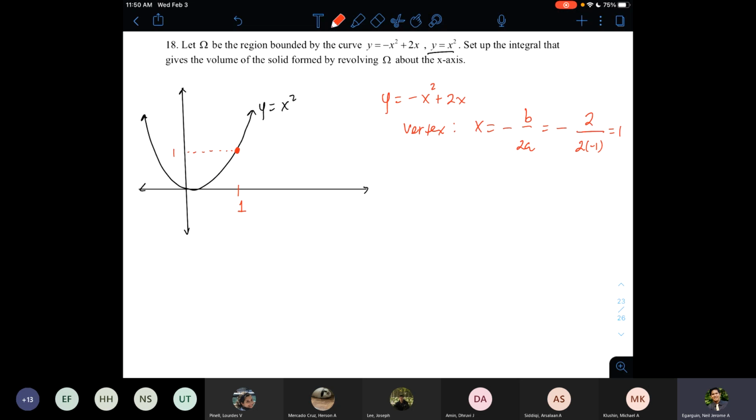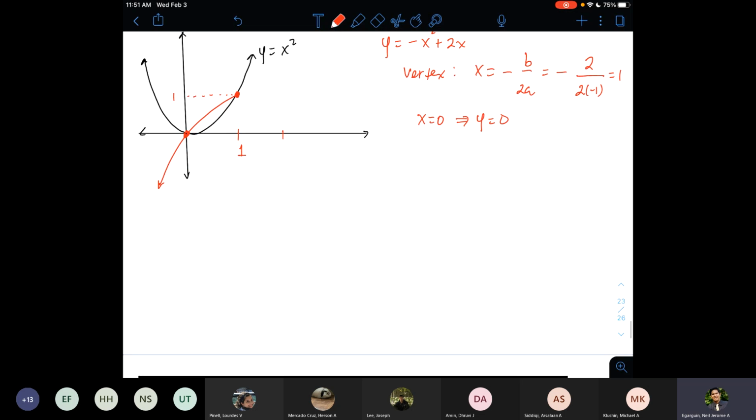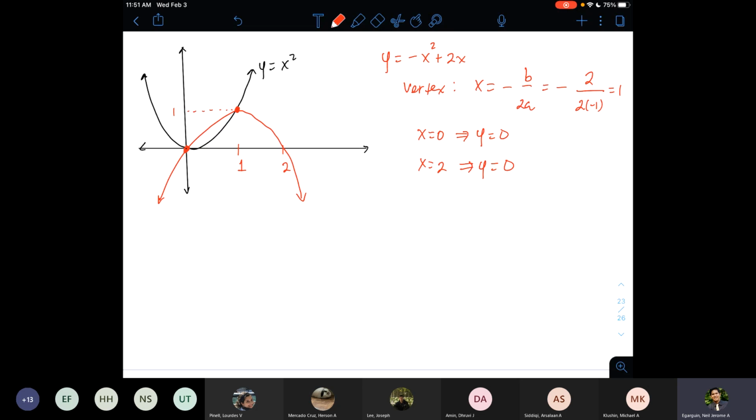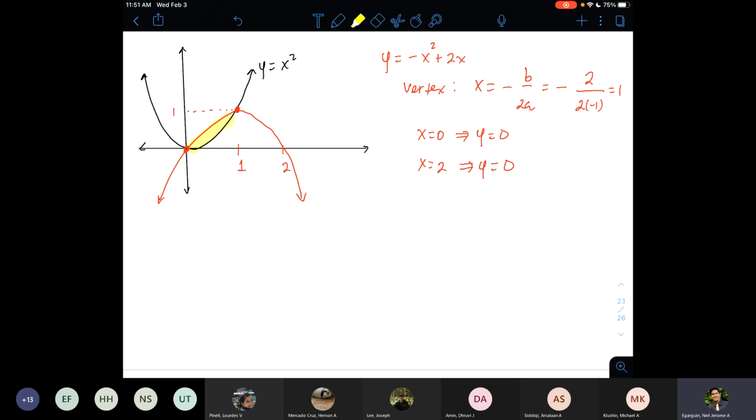Take 2 points, one to the left, one to the right of the vertex. Say when x is equal to 0, here we get y equals 0. So that's there. It's the first half of the parabola. And then when x is equal to 2, I will also get y equals 0 by symmetry, or you can plug in x equals 2 in the equation. You get 0 for y. So the shaded region here is this. So this is omega.